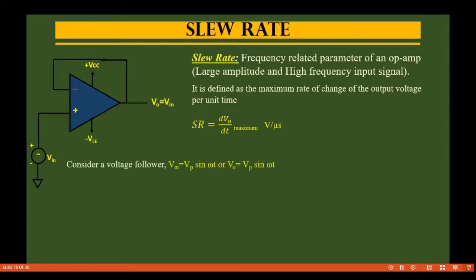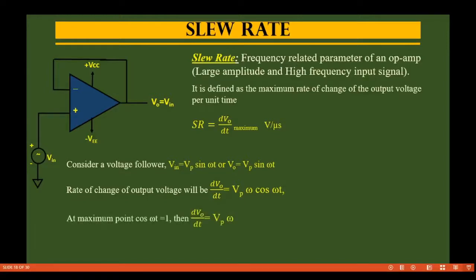So let's consider Vin is a sinusoidal signal having a peak value Vp. So Vin equals Vp sin omega t, and the output, naturally, if it is a voltage follower, will be the same as the input signal you are feeding. So this is Vp sin omega t. So the rate of change of output voltage will be dVo upon dt. You will differentiate it with respect to time, and you will get Vp omega cos omega t.